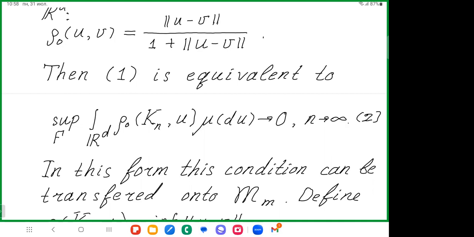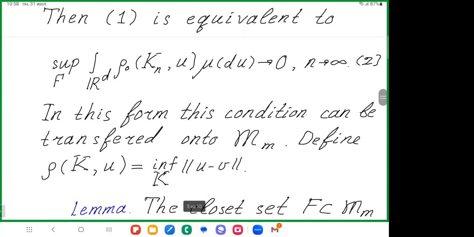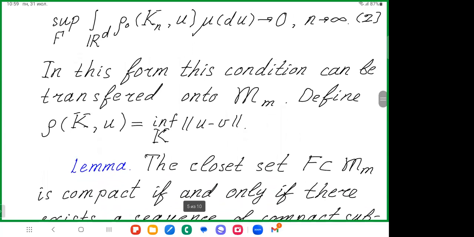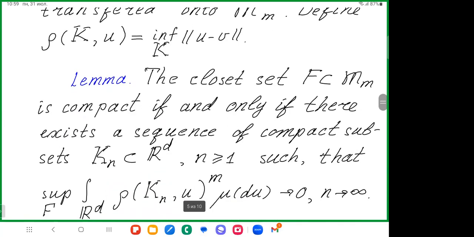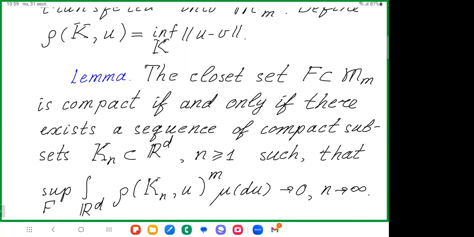Probability measures which have finite moment. Suppose that we have measures on R^d which have finite m-th moment of the norm, and define now the distance to the compact: rho(K, u) is the infimum of the norm of u minus v, where v belongs to K. Then the closed set F in M_m is compact if and only if there exists a sequence of compact subsets such that the sup tends to 0.